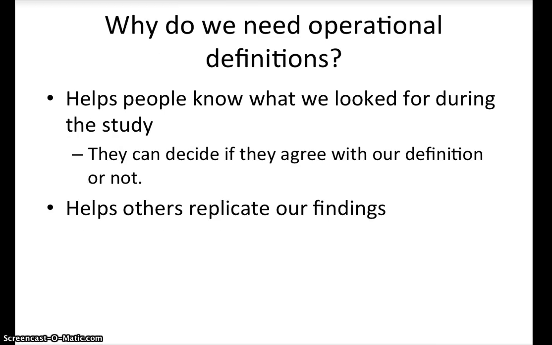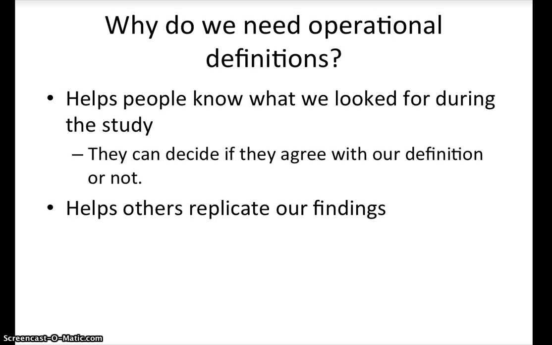So ultimately, why do we need operational definitions? Because they help people know what we're looking for in our study, and they can decide whether or not they agree with our definition. You may have seen that list and thought, yeah, I would define that as smart. Other people may look at that and disagree. Maybe you know people who have really good grades, but they aren't very smart. Or maybe the opposite. Maybe you know people who are really, really smart, but they don't make good grades. You may decide that another quality is more important. Regardless, it's your definition, and you can define it however you want to do your study.